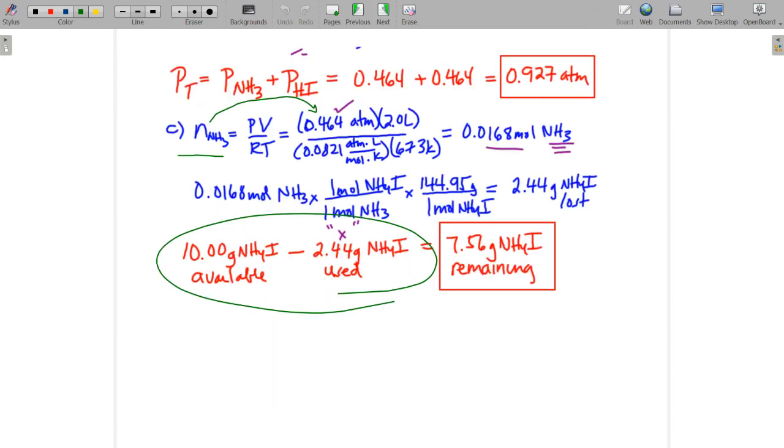And then because you cannot put a solid into the gas law equation, that's why we get the information that we get here with the NH3. And then once we get the NH3, use plain old stoichiometry to get to how much of the NH4I we used up, and subtract it from what we had initially to give us our answer.